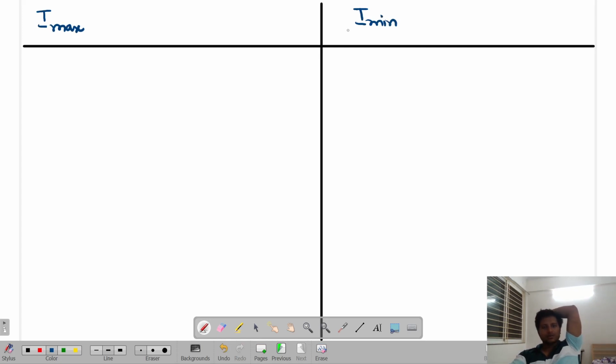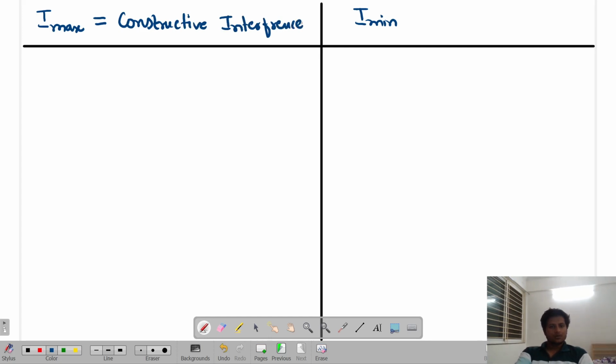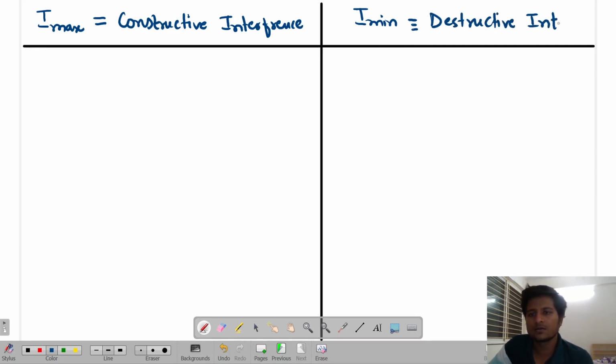Basically, try to understand I max: the conditions where the maximum intensities are found are called constructive interference. And the points where I'm getting minimum intensities are called the points of destructive interference. Are you able to get me?